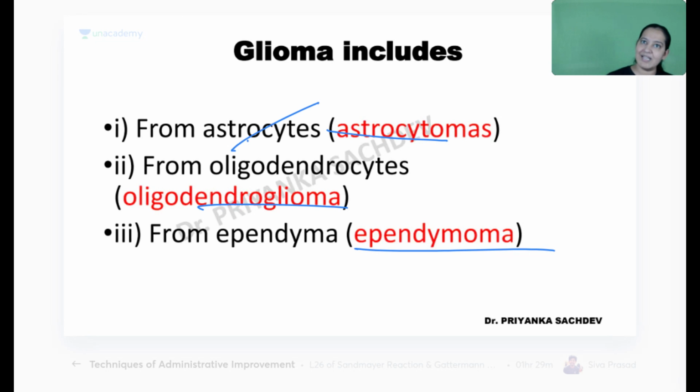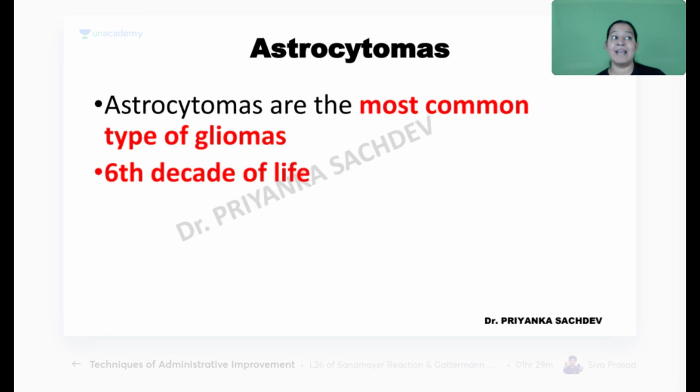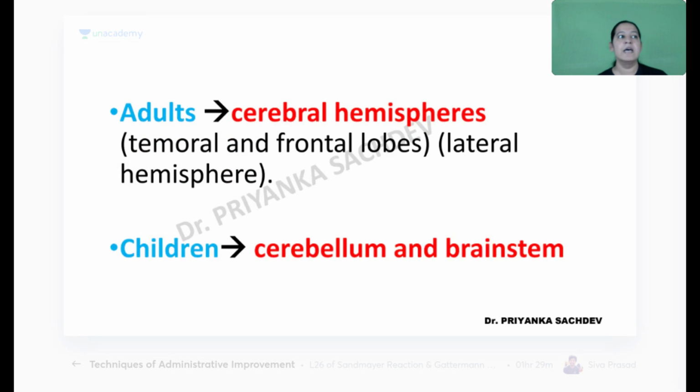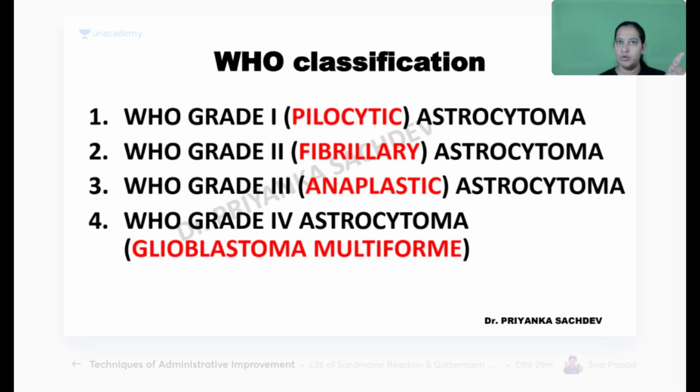Those that arise from astrocytes are known as astrocytoma. Those that arise from oligodendrocytes are known as oligodendroglioma. And ependymoma arises from ependyma. That is the 3 types. Astrocytoma again are of 4 types. So WHO grade 1, 2, 3, 4.